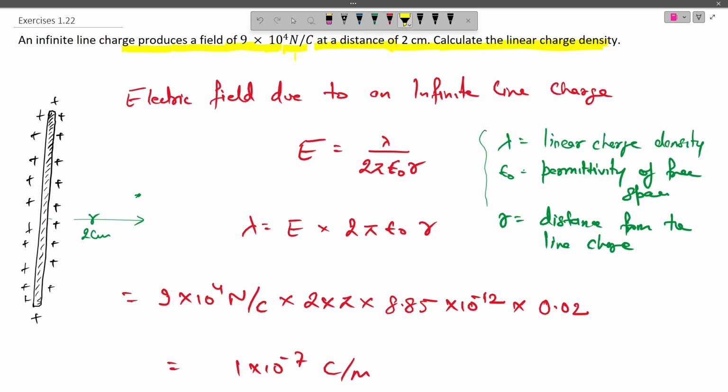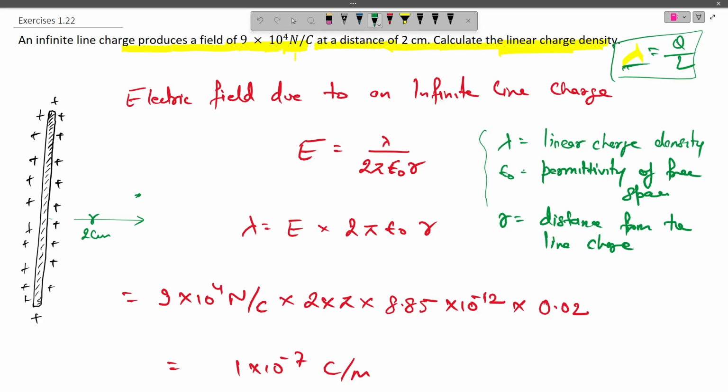So let us assume that this is the infinite line charge, and at a distance of 2 cm away from this line charge, the electric field of this much magnitude is produced. So what is the linear charge density, or lambda? Lambda is defined as total charge divided by length of the line. So we have to find out this value of lambda.